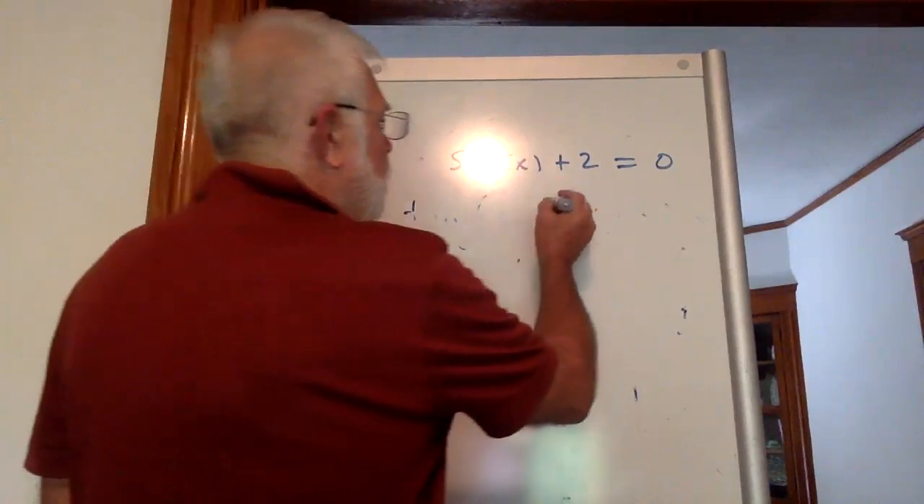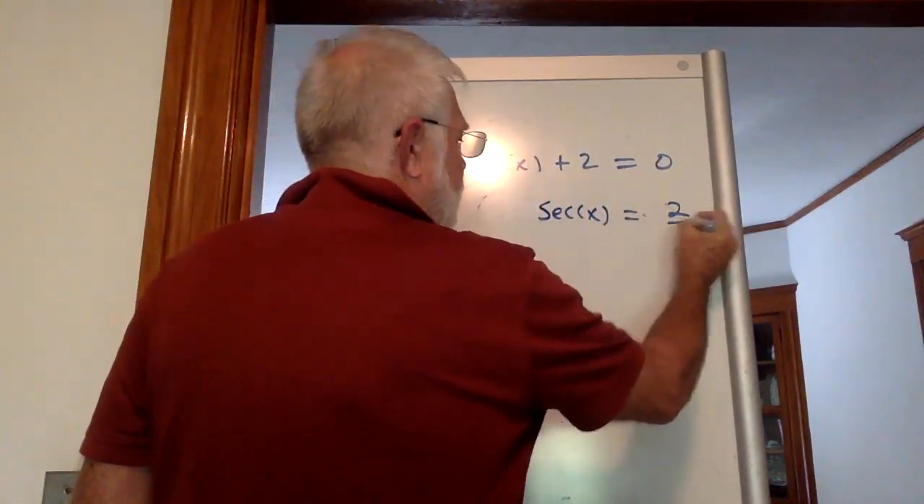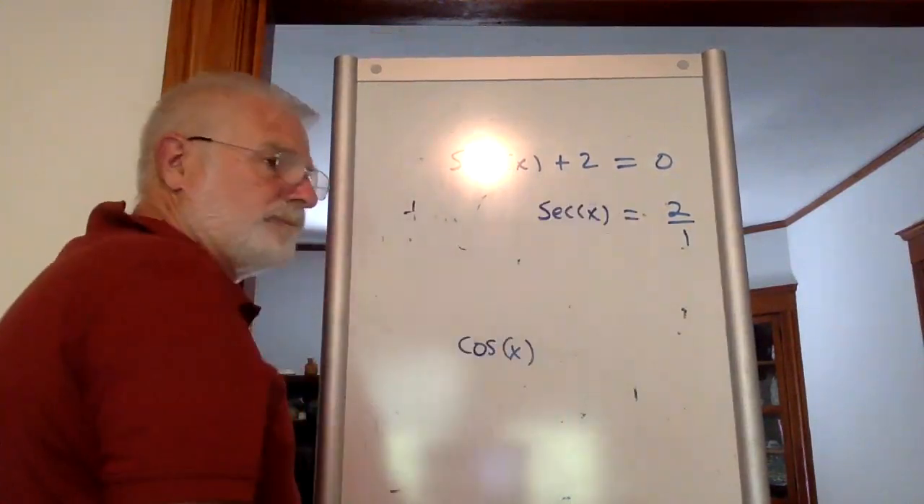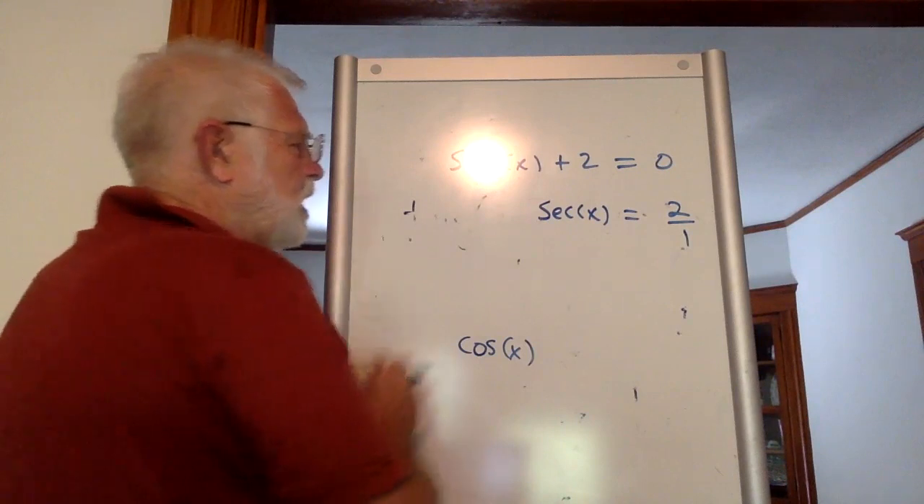So we now know that secant x is equal to 2. And I'm going to write 2 as 2 over 1. That's a ratio. Okay, and what is the secant ratio? Well, secant is 1 over cosine.